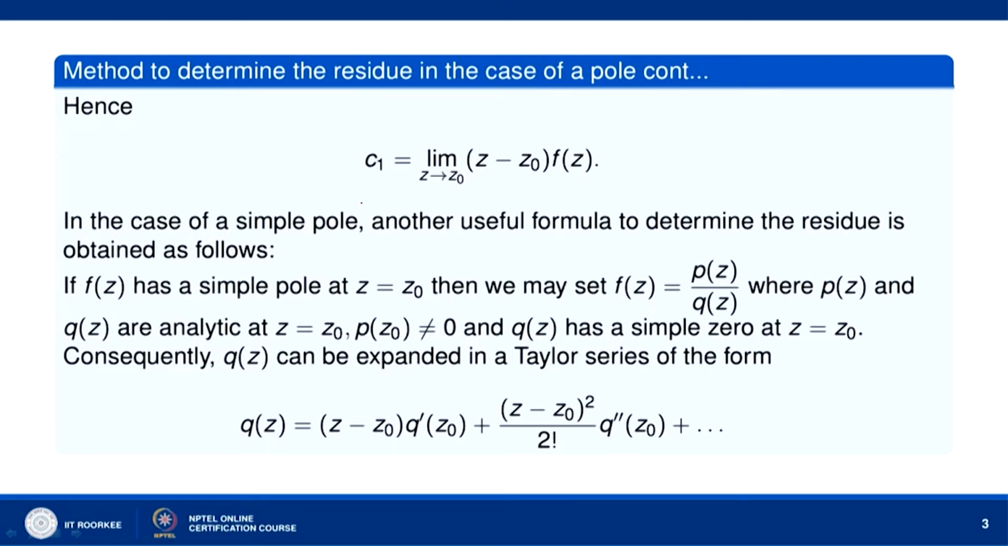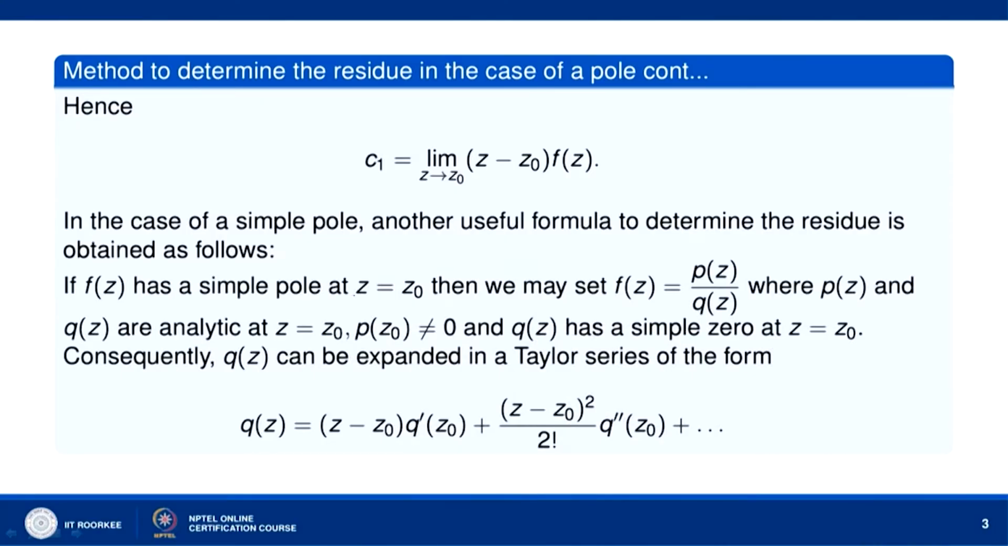In the case of a simple pole, there is another useful formula to determine the residue at the point z = z0. Let us see the other formula. If f(z) has a simple pole at z = z0, then we can write f(z) as P(z)/Q(z), where P(z) and Q(z) are analytic at z = z0, P(z0) is not equal to 0, and Q(z) has a simple 0 at z = z0. So, Q(z) has a simple 0 at z = z0 means Q(z0) = 0 and Q'(z0) is not equal to 0.